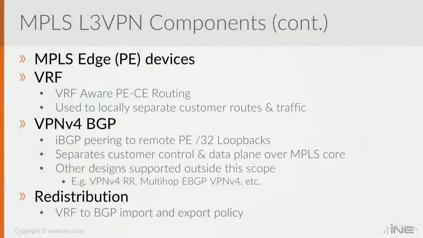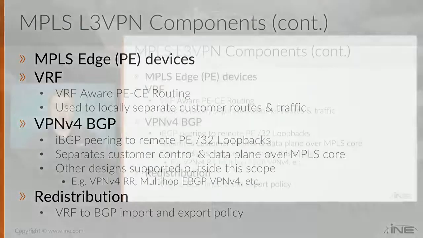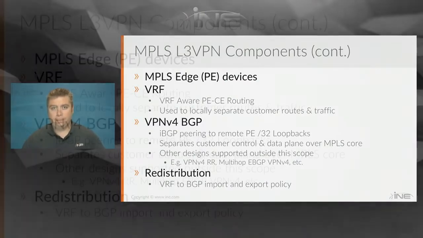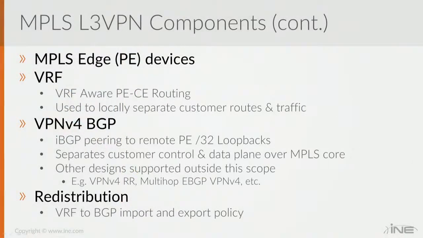Once we do the peering, we need to take whatever information we got from the customer and redistribute it into VPNv4 BGP. Now, in our case, since we're going to be using BGP on the edge, we won't need to do an explicit redistribution statement, but we still will need to define our import and export policy, which controls the VPN membership of the individual routes. Next step is that we're going to have our virtual routing and forwarding instances.